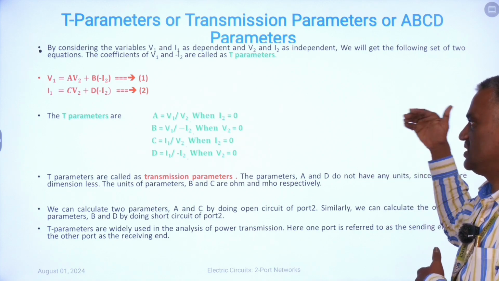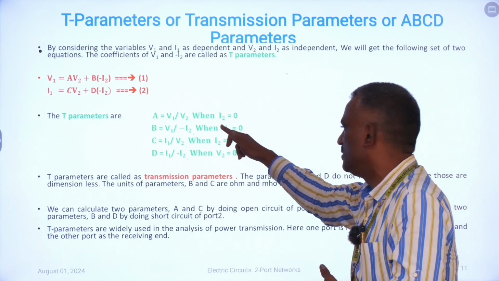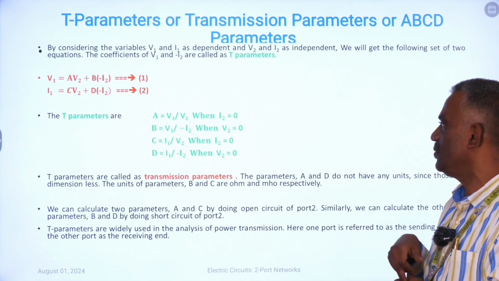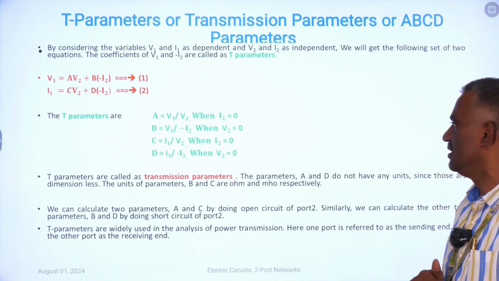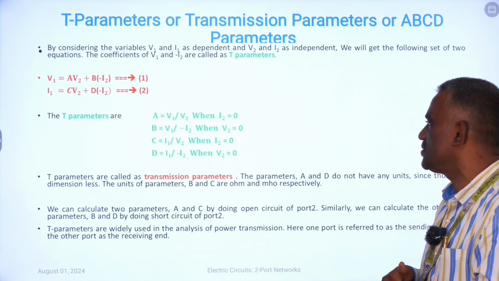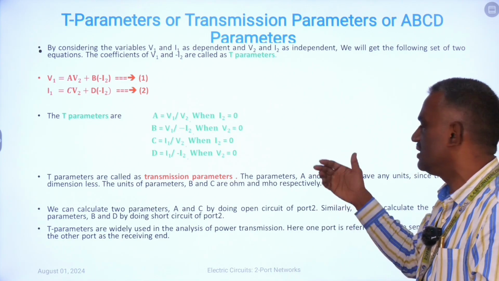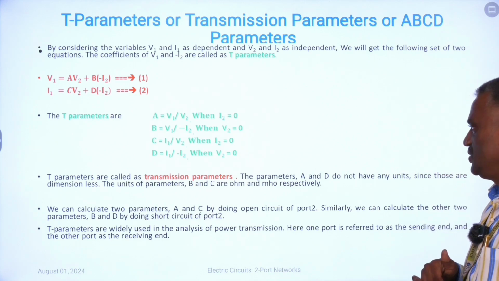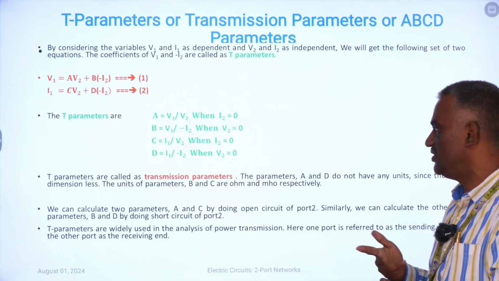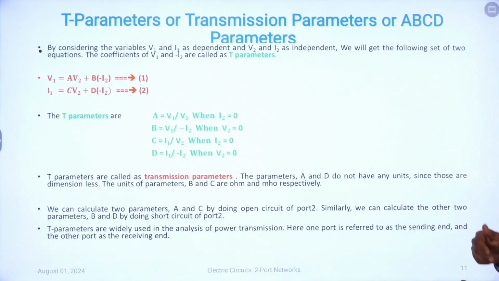In the same way I have to proceed. When the value of I2 is equal to 0, I will be getting the value of A. Next, you make the value of V2 equal to 0, I will be getting the value of B. Then you make the value of I2 as 0 in the third case, I will be getting the value of C. Likewise, I will be getting the value of D also. So I will be proceeding like this and then I will be getting all my T parameters.